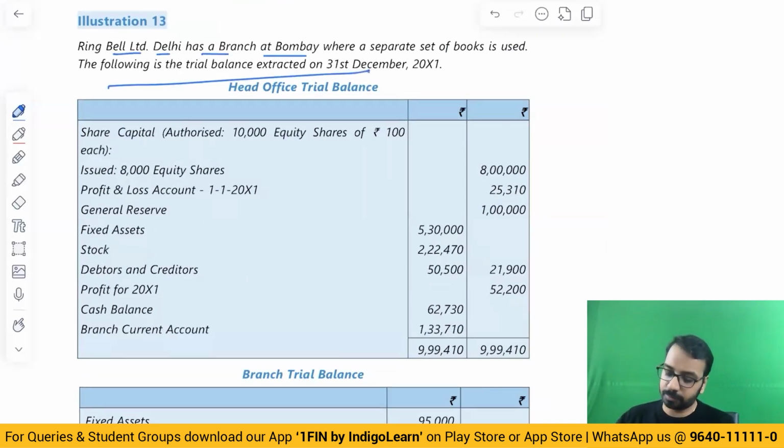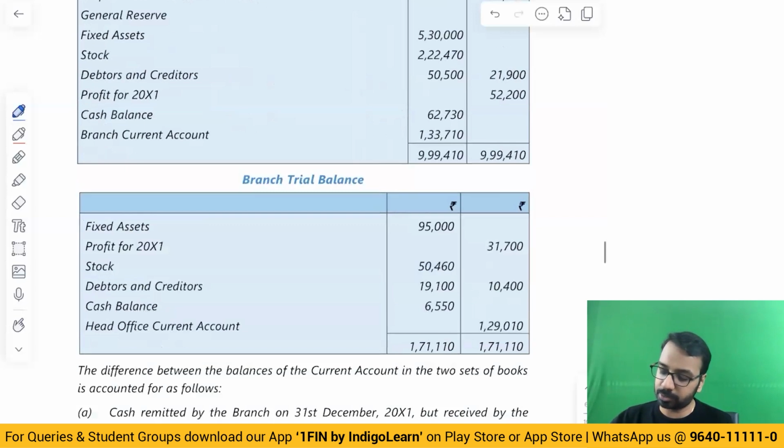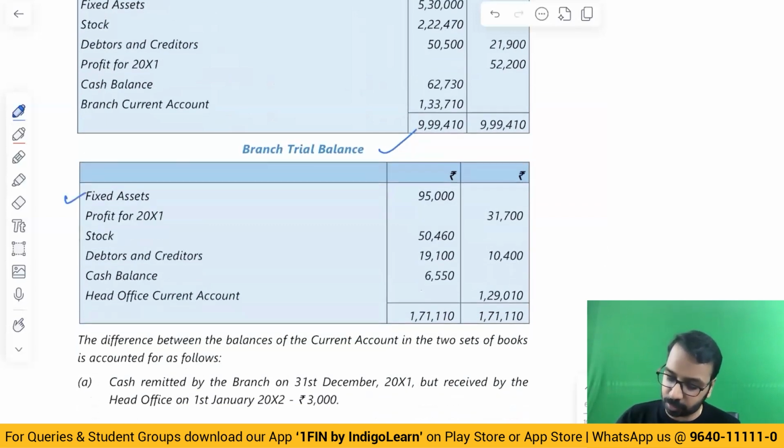Following is the trial balance. The trial balance of the head office is given, and the branch trial balance is given. Here you can see fixed assets, stock, debtors, cash balance, head office current account. The profit is already calculated, so you don't need to calculate it.